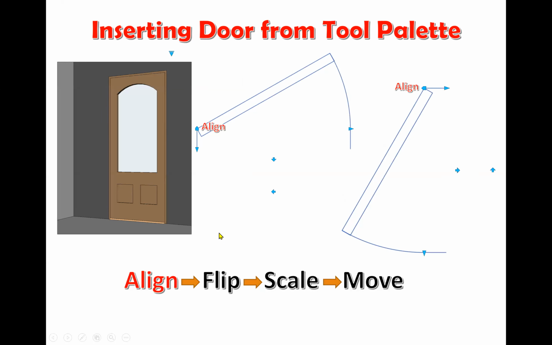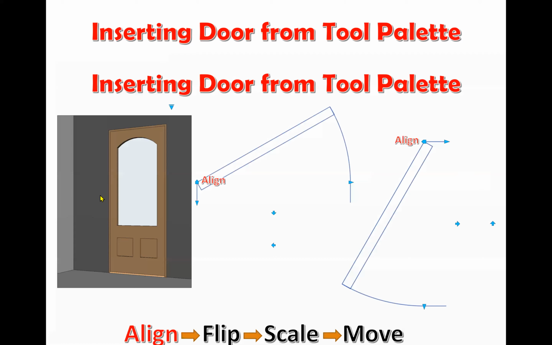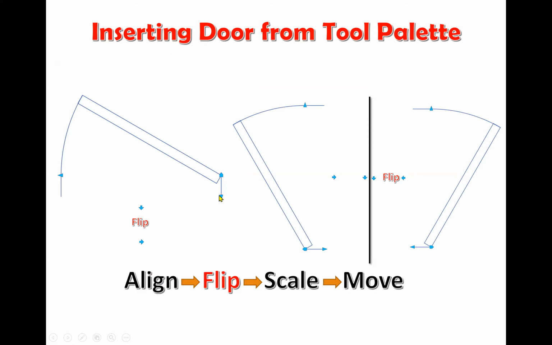First, we would need to align it, which means that it already has a feature called rotate built into it. So when you use the alignment option, just align it to follow the direction of the wall. So you don't have to rotate it separately. After you align it, the next step would be to flip it in place.